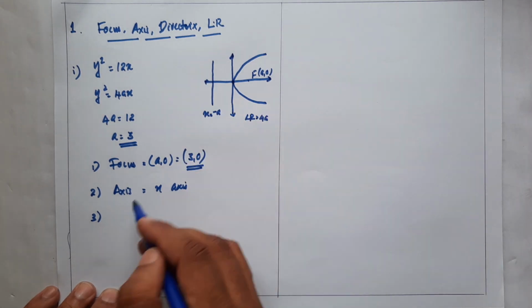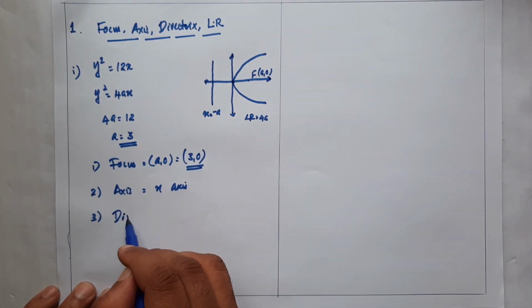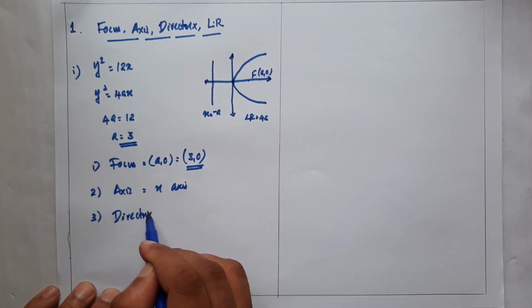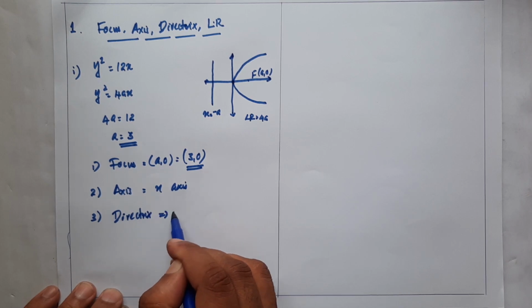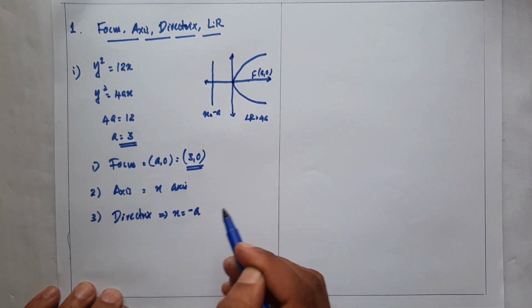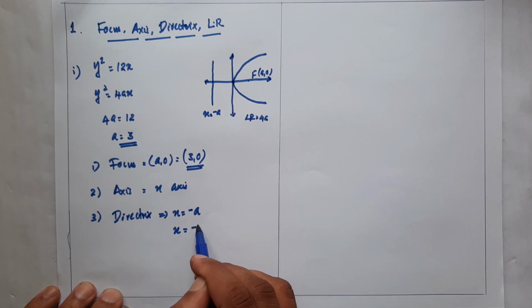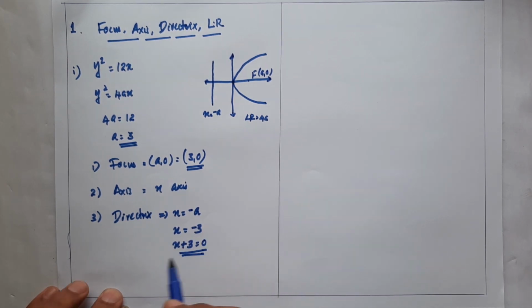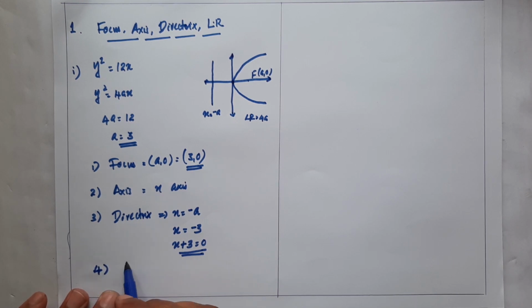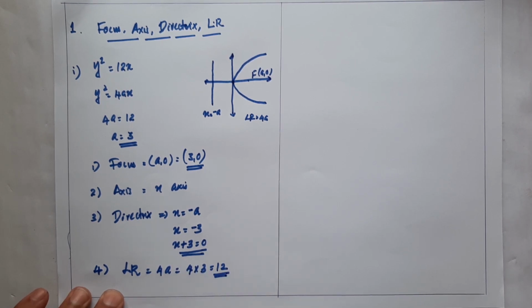Directrix, equation of directrix: x equals minus a, that is x equals minus 3, or x plus 3 equals 0. And our fourth question, the latus rectum, is 4a equals 4 into 3, we get the answer 12. That's all. I'll do one more question.